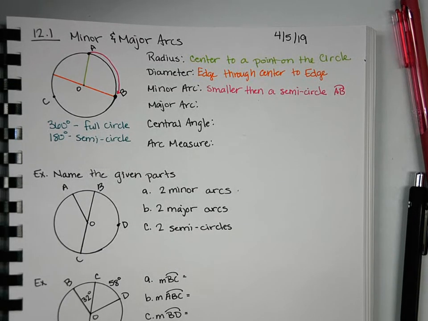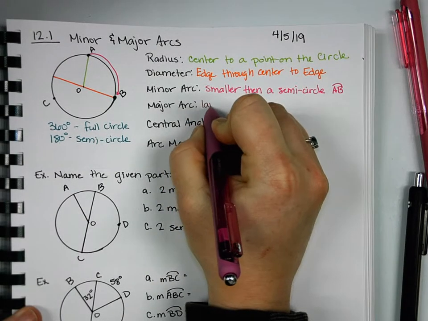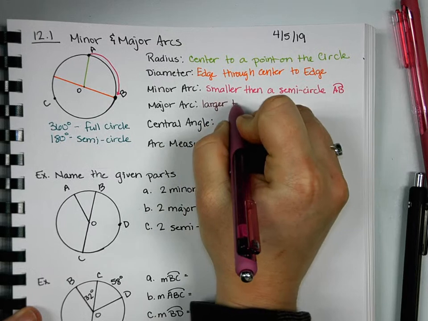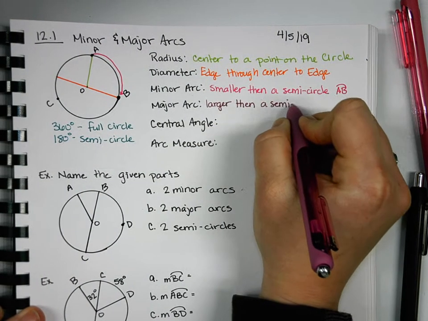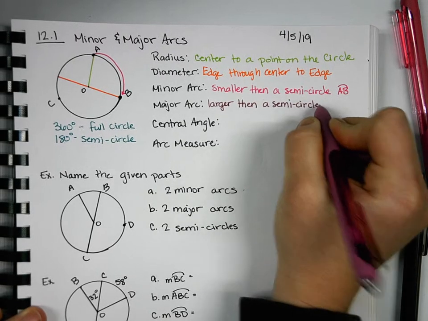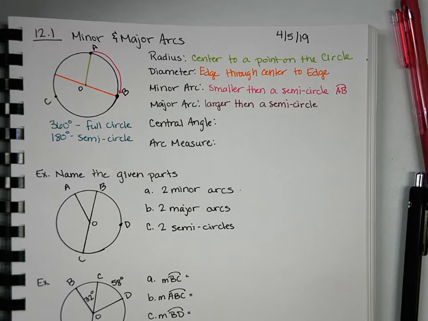Major arc, that's an arc that is larger than a semicircle. A semicircle is its own name. It's kind of like how with acute and obtuse, acute is less than 90, obtuse is greater, but 90 is right. So same idea, less than semi, minor. Semi is its own name, and then major is above.